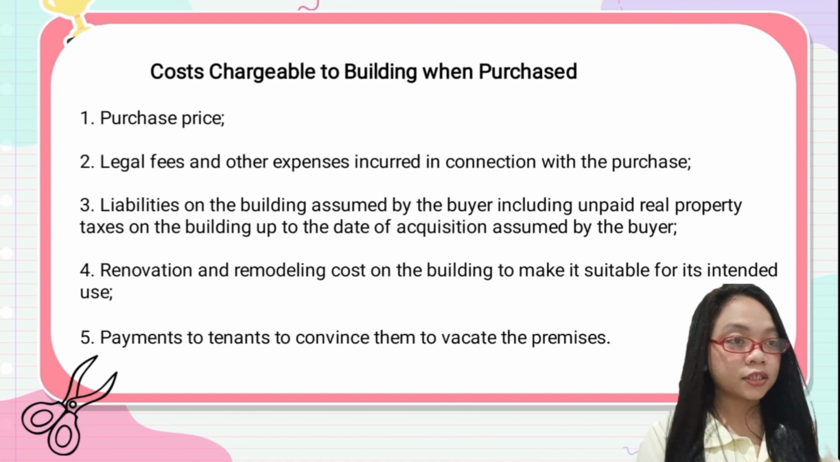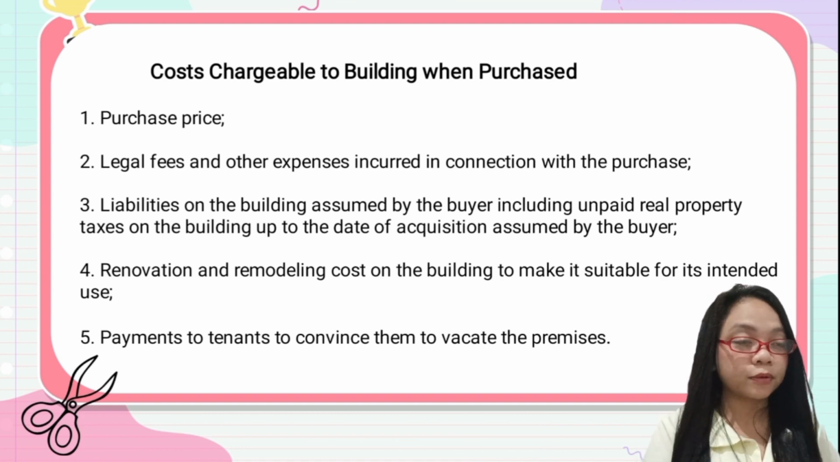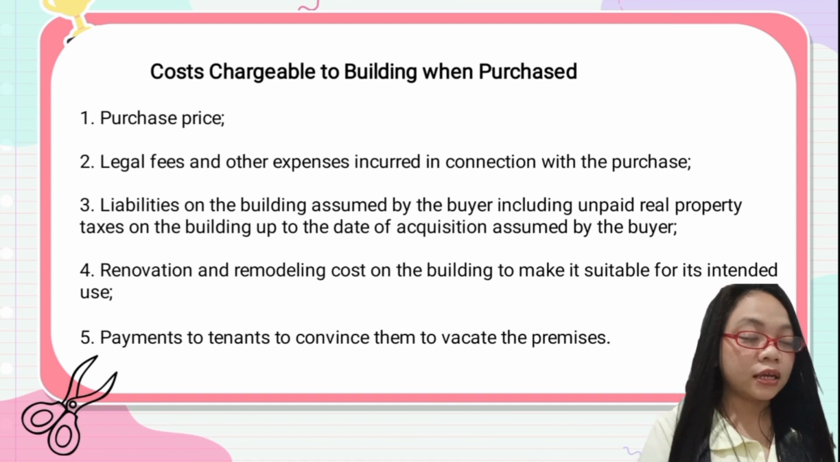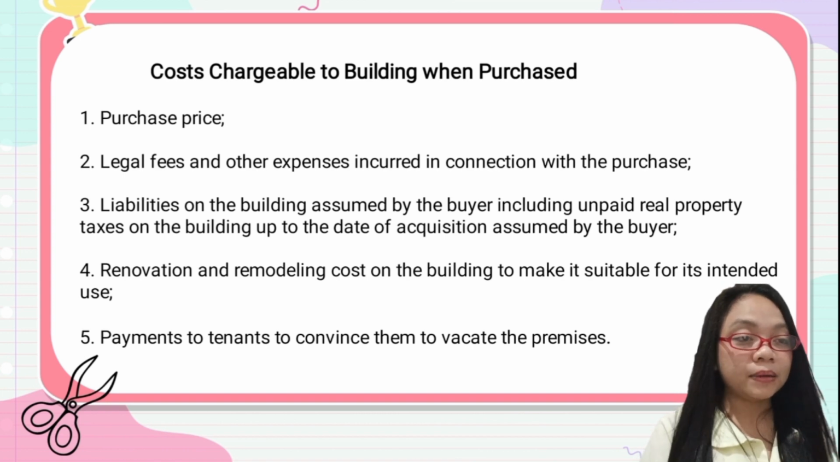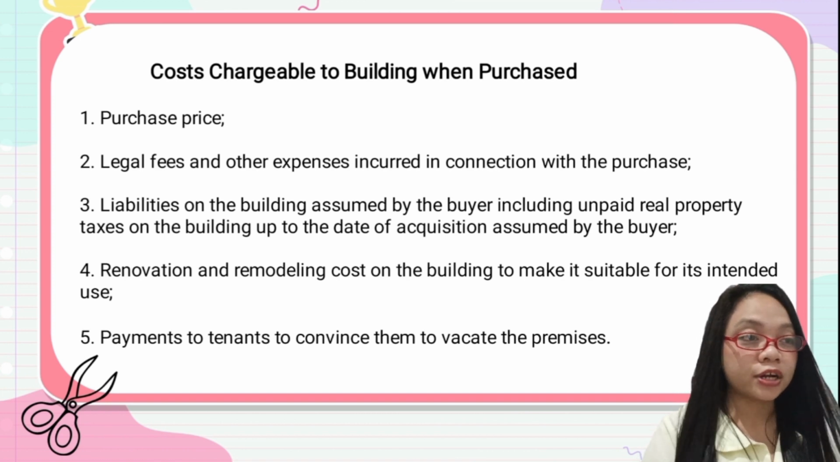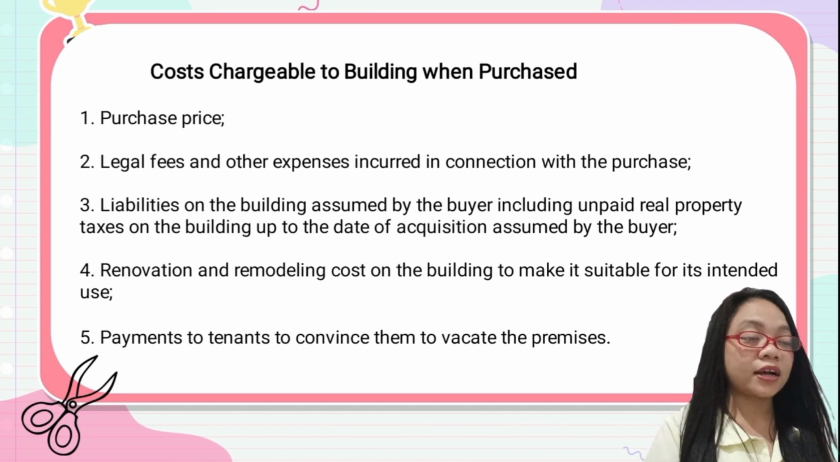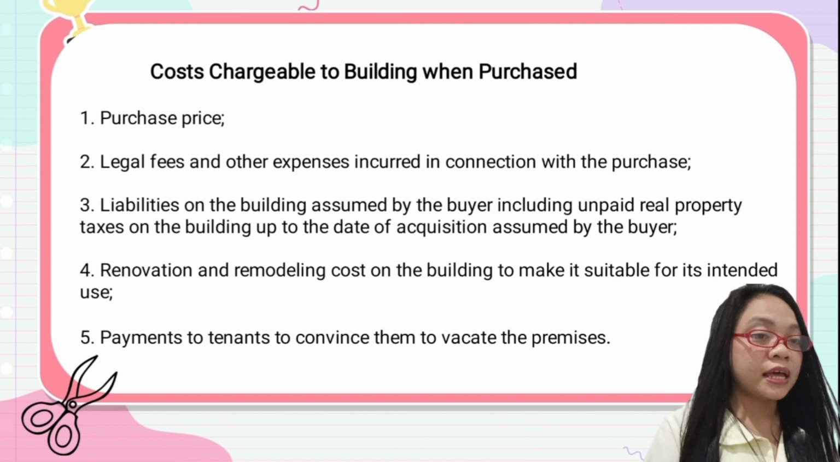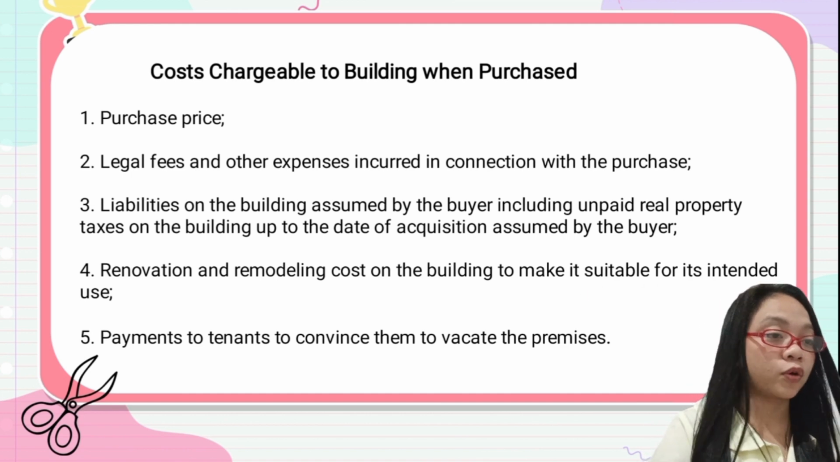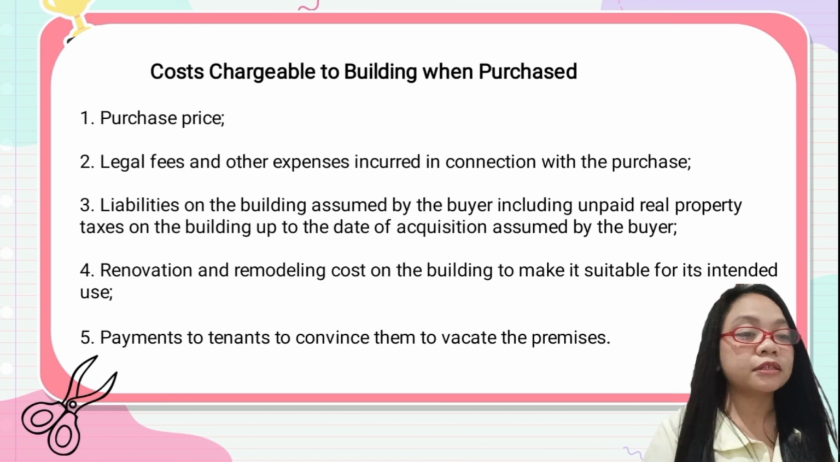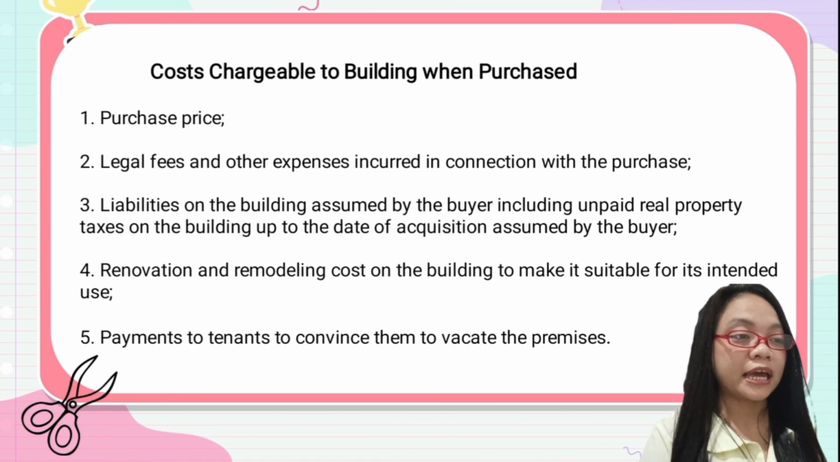Another is costs chargeable to building when purchased. So, example ani, first is we have purchase price, then legal fees and other expenses incurred in connection with the purchase, liabilities on the building assumed by the buyer, including unpaid real property taxes on the building up to the date of acquisition assumed by the buyer, then renovation and remodeling costs on the building to make it suitable for its intended use, and payments to tenants to convince them to vacate the premises.